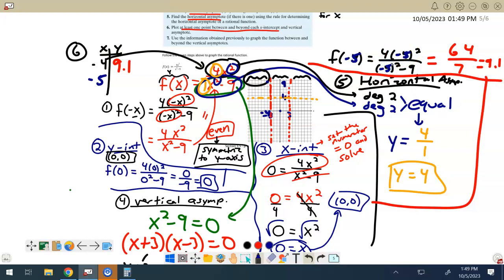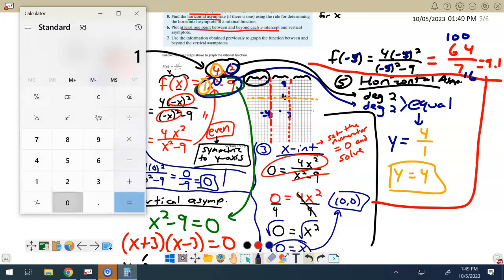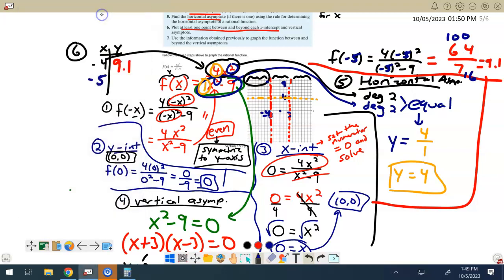I would get on top 25 times 4, that'd be 100 on top. And then 25 minus 9 would be 16 on the bottom. 100 divided by 16 is going to be 6.25, which is still, again, a pretty gradual drop, right? So at -5, it would be about right there. So that seems to me like it's kind of going in for the landing, if you will. So I think it's just going to look like this.